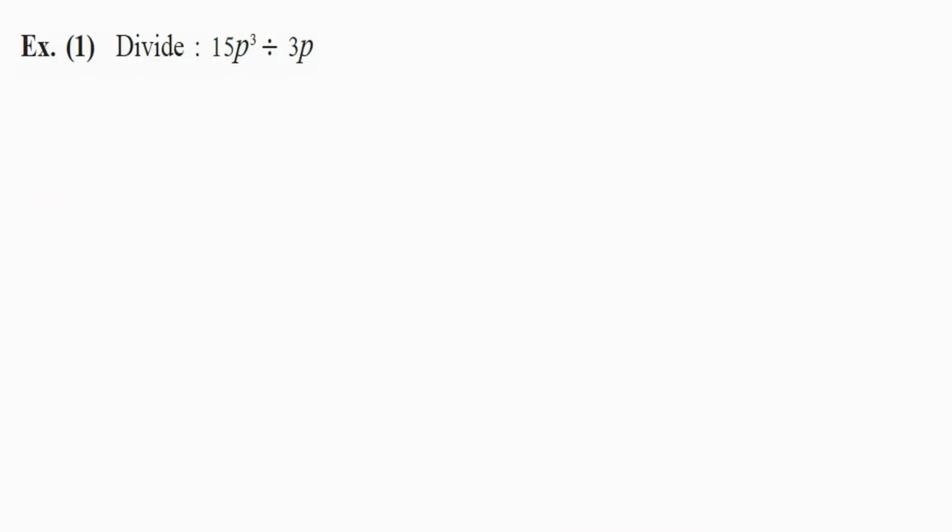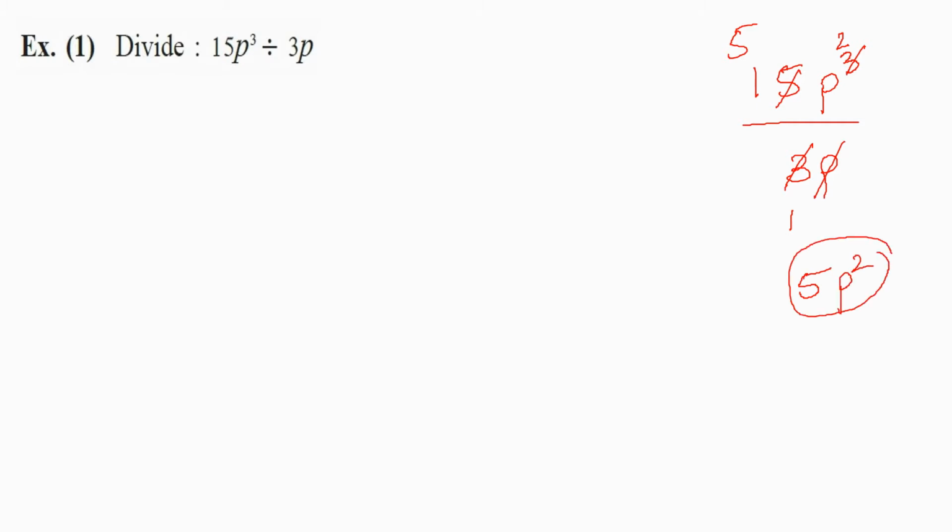Let us do one example sum, that is dividing 15p square by 3p. So if you see this rough, I am dividing 15p square divided by 3p. First we can do the normal cancellation method. 3 ones are 3, 3 fives are 15. 1p from the denominator and 1p from the numerator gets cancelled off and you'll be left with 5p square. Now this will be my quotient.